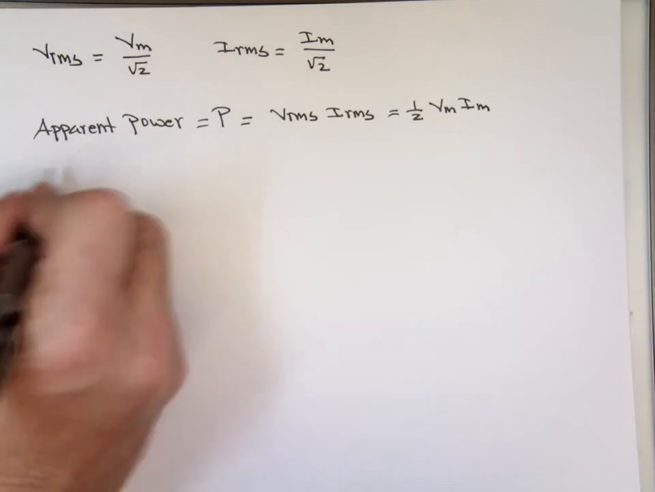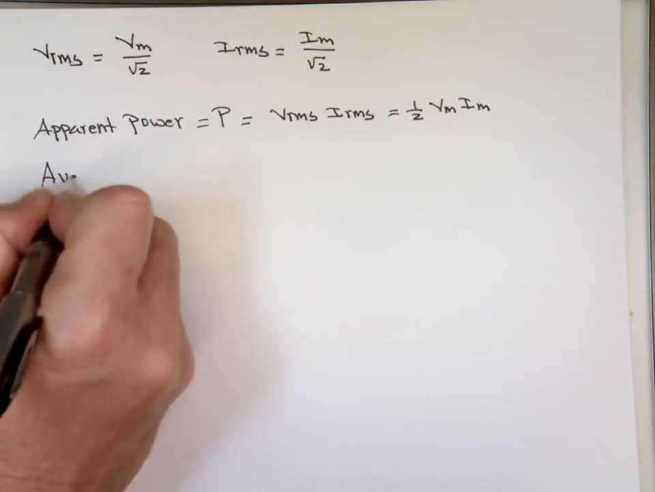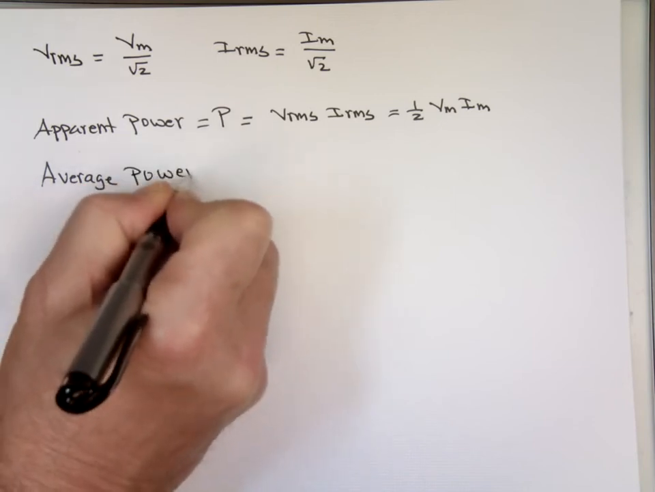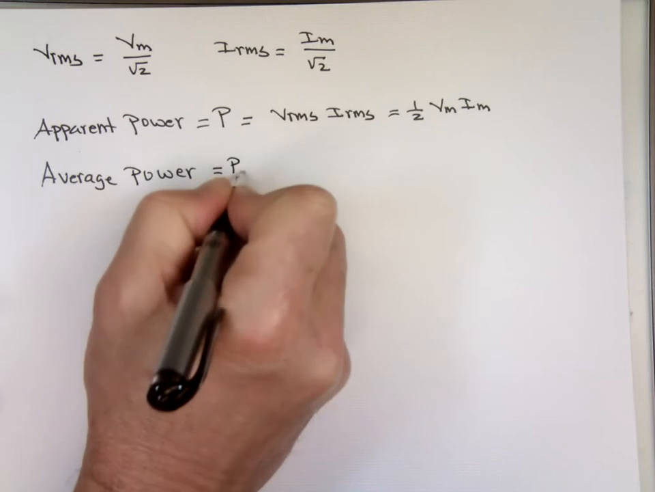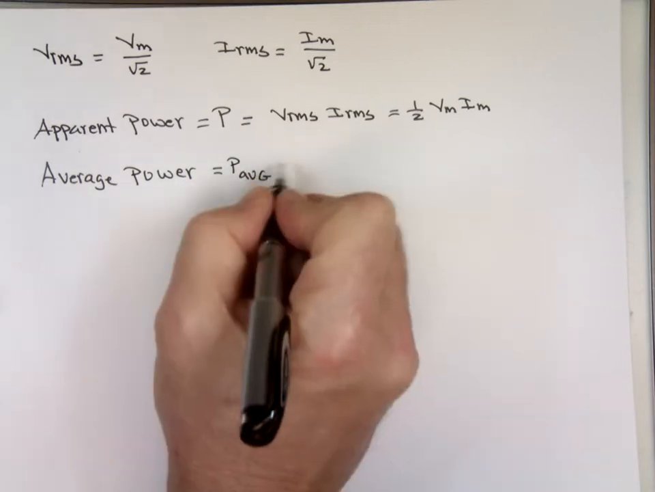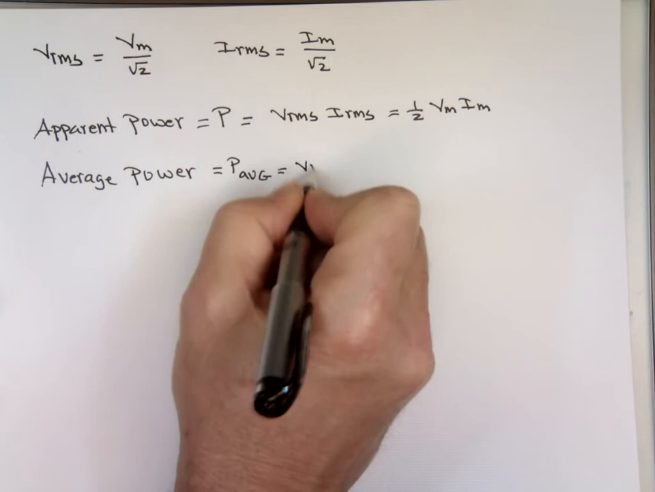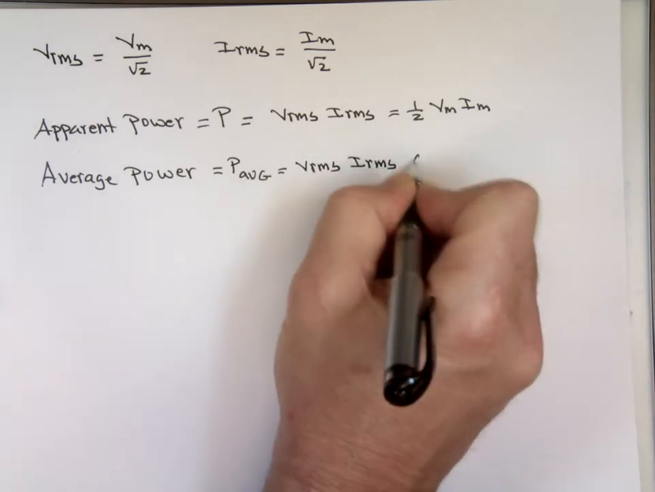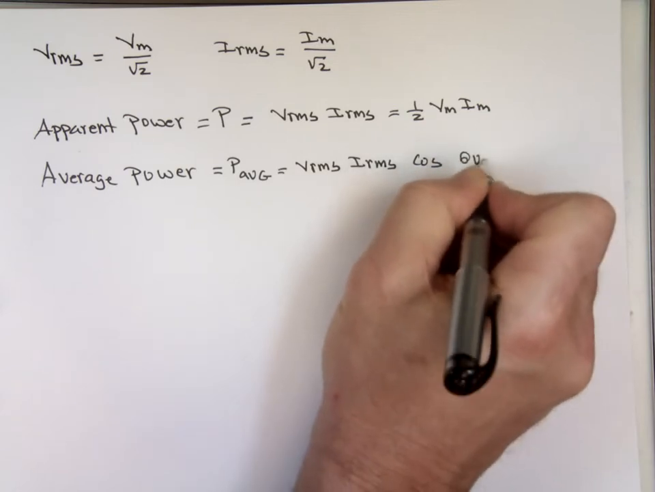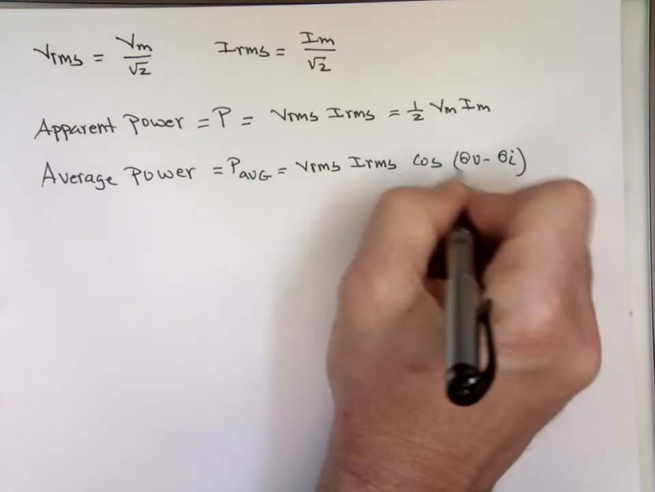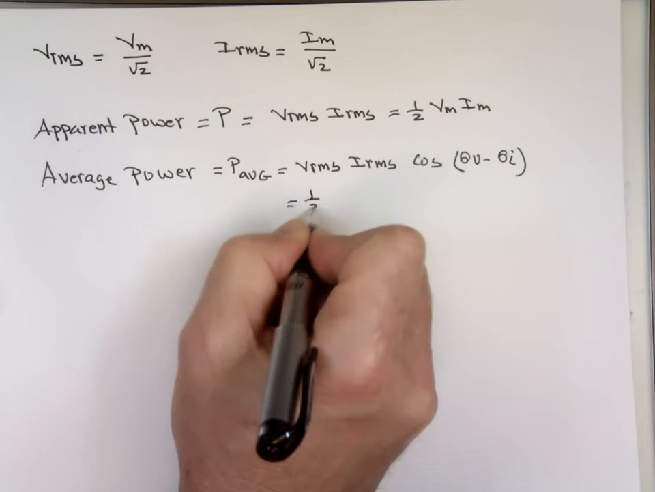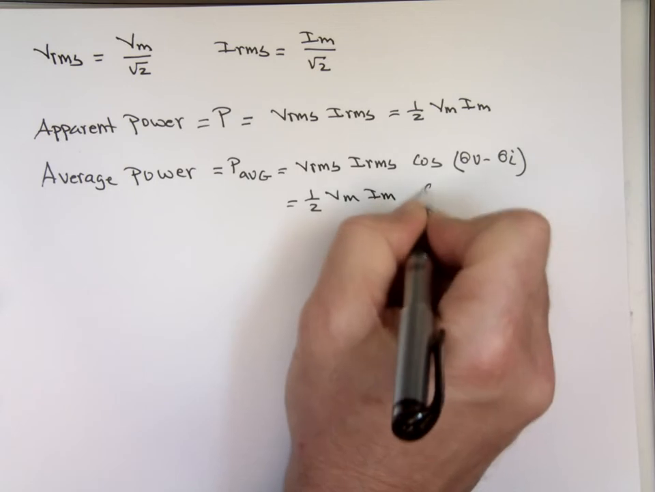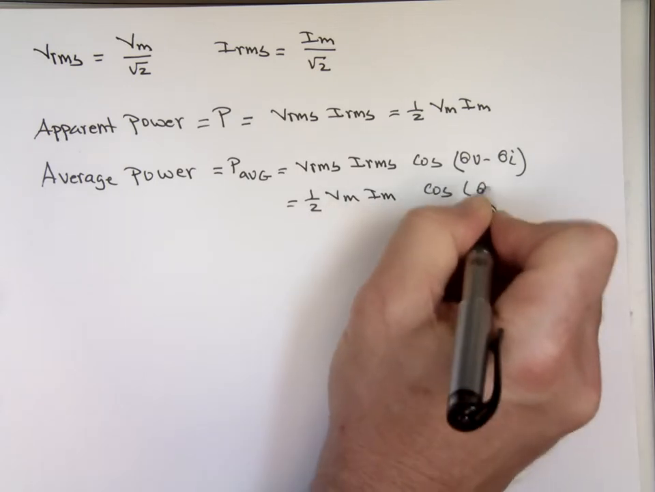And the average power, it doesn't change the power factor. Average power, I call it P average, lowercase p, and that's VRMS times IRMS, if using RMS values, times cosine of theta V minus theta I. Or if you're not using RMS, it is 1/2 V max I max cosine of theta V minus theta I.